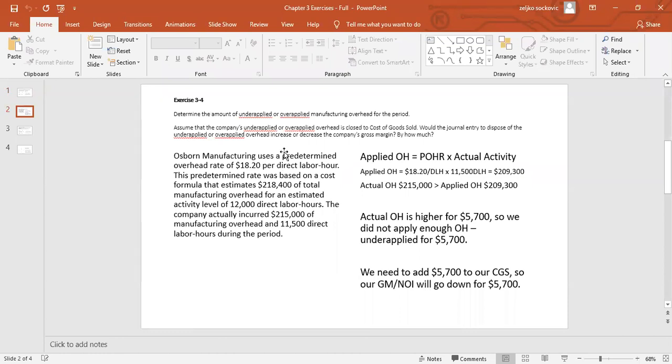What is this here? Assume the company overhead, with journal entries, predetermined overhead rate. Actual, applied. Well, this is similar to a chapter 2 question. Determine the amount of under or over applied for the period. We just have to look at how much is applied, how much is the actual, and then compare them, right?